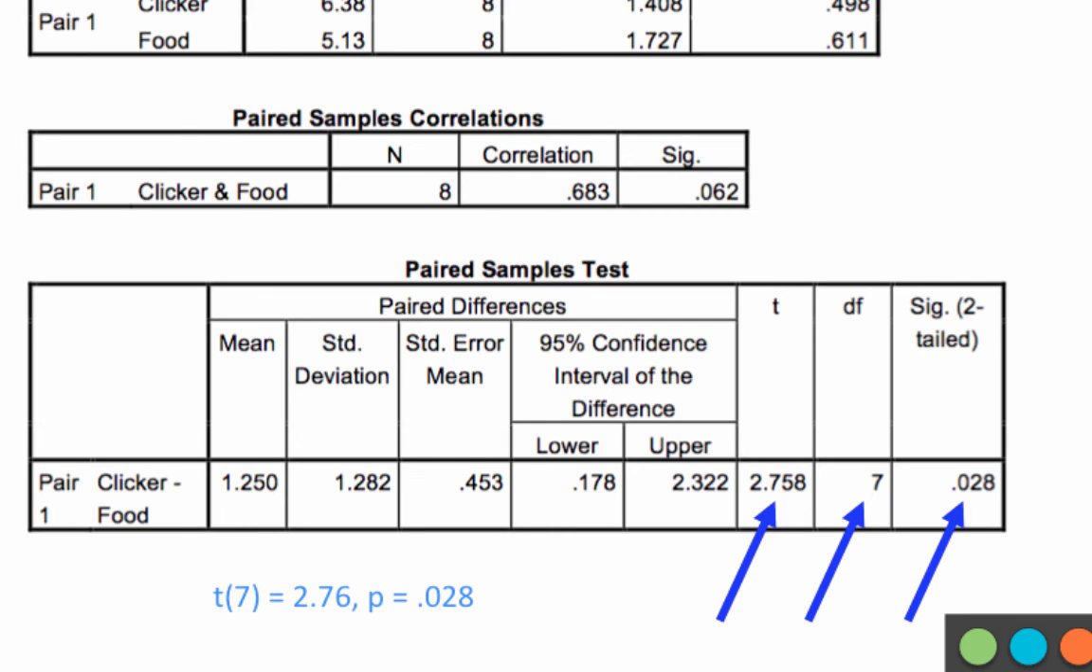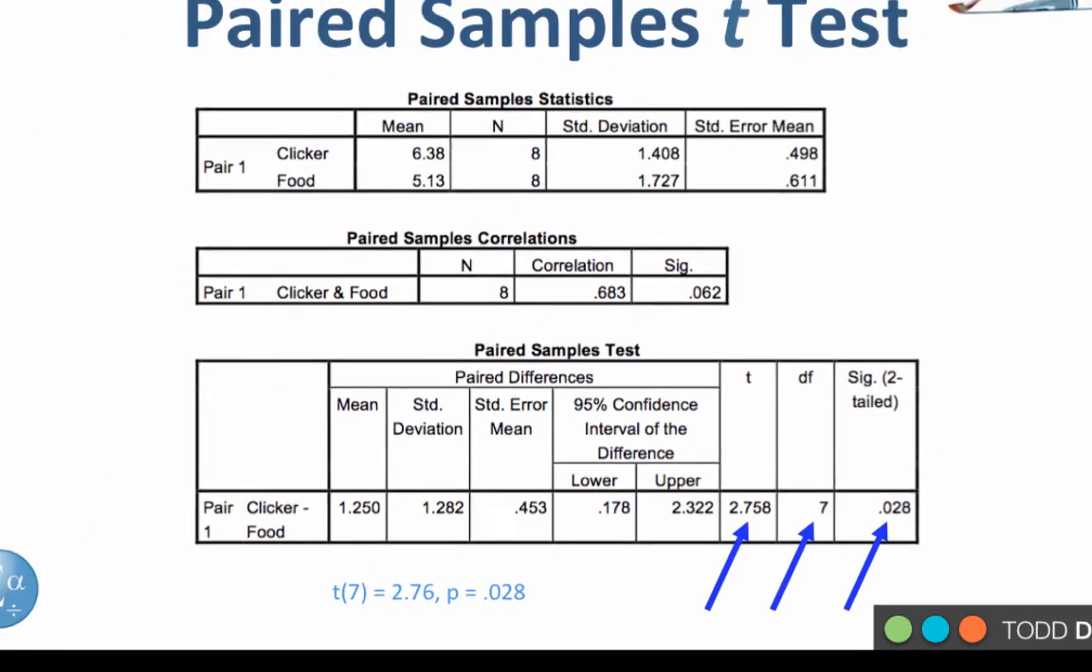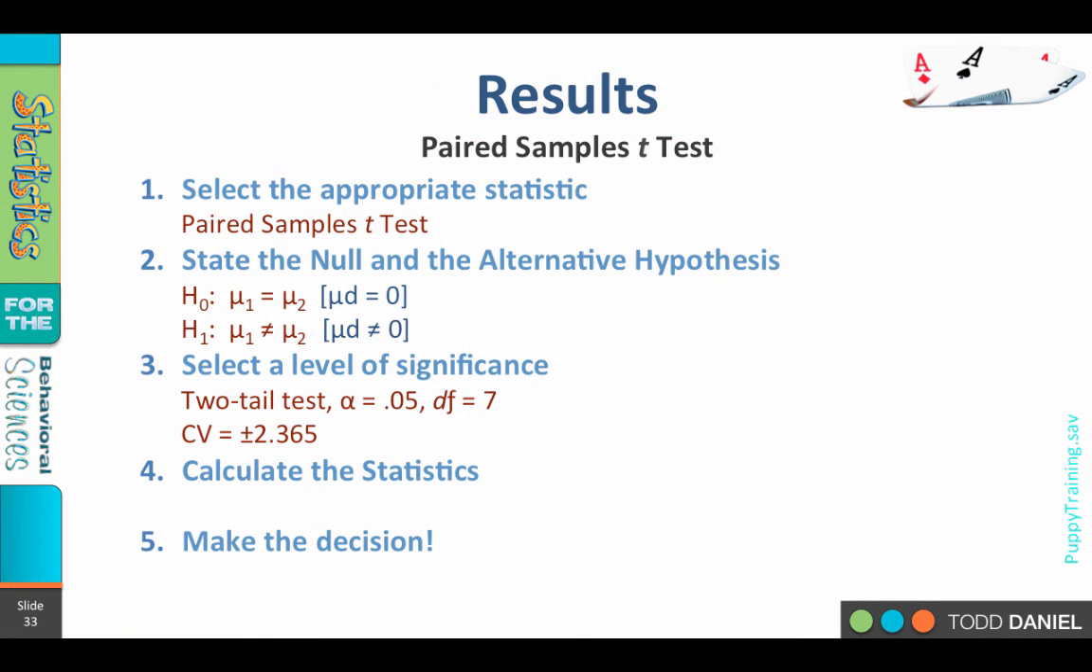We would write this up as t with 7 degrees of freedom equals 2.76. I've rounded it up from 2.758. Comma, p equals 0.028. This is a different outcome than what we had with our independent samples t-test. So let's go back to our 5 steps and do the write-up.